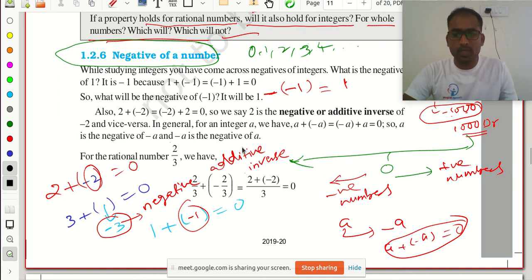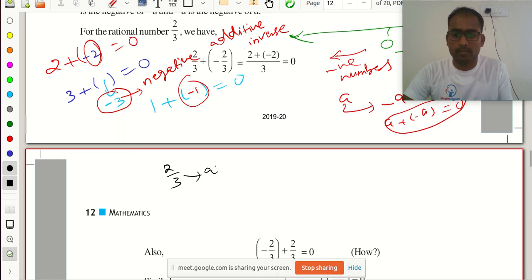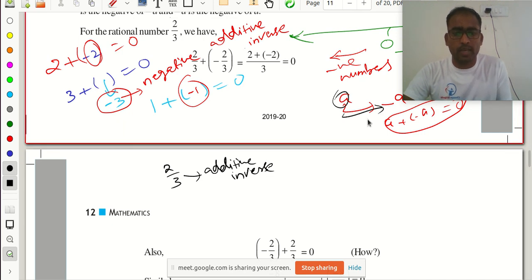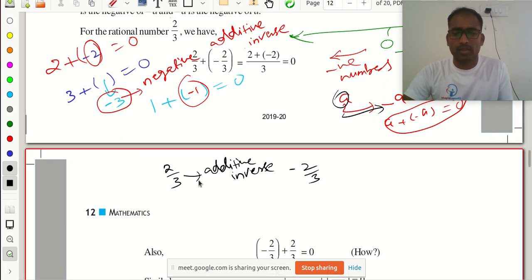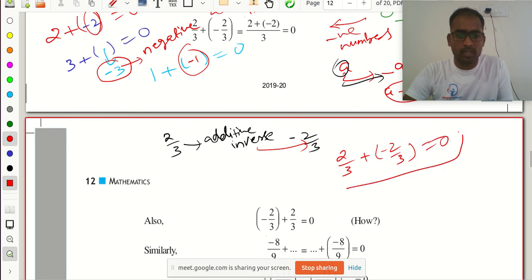Okay. So next we have a rational number 2 by 3. What is the additive inverse of 2 by 3? I already told you just now. For a we have minus a. For 2 by 3 how much? Minus 2 by 3. Then only if I do the addition of these 2, I get the answer as 0.